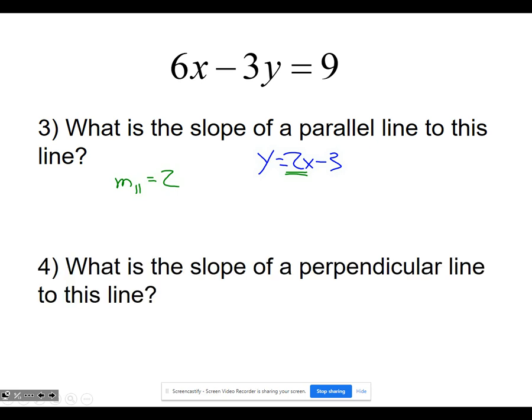And if you didn't guess what the fourth question is, what's the slope to a perpendicular line? See, if my slope is 2, I need the negative reciprocal. The reciprocal is 1/2. The negative really means the opposite. Because this is a positive, I have negative 1/2.